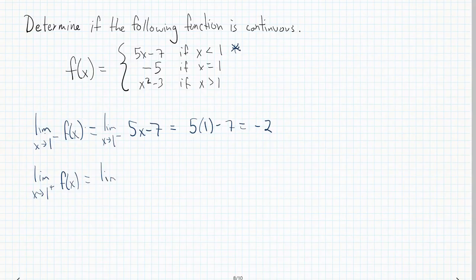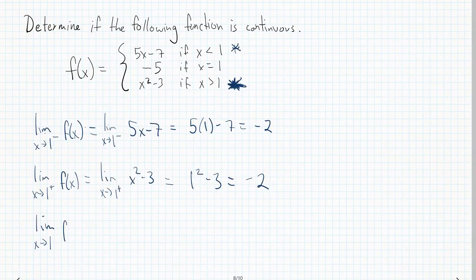Now our next case, limit as x approaches 1 from the right, that would be where we have greater than. So this would be x squared minus 3 is the function that we're going to look at. So notice we'll plug in 1. We'll get 1 squared minus 3, and this actually gives us a value. It's negative 2. Notice the left-hand limit and the right-hand limit are equal. So you get the limit as x approaches 1 of f of x equals negative 2. So we have a solution there.